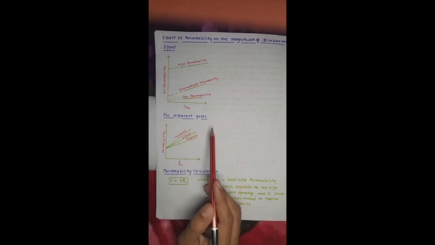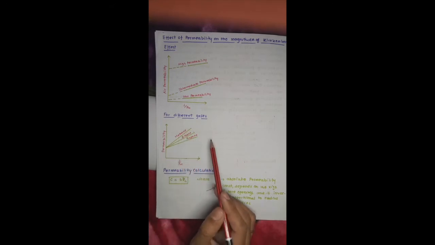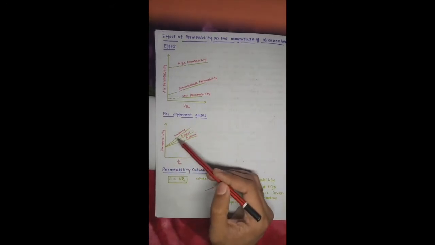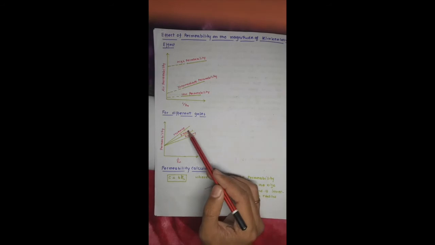For different gases, when we are using different gases in the laboratory for core permeability measurement, we take methane as the steepest slope, ethane less steep than methane, and propane the least steep slope for that laboratory experiment.